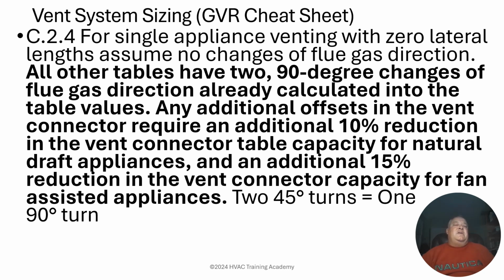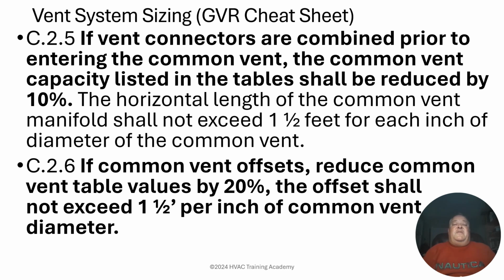Two 45s are going to be the same as one 90-degree turn. I'll show you again coming up when we get into the examples. If the vent connectors are combined prior to entering the common vent, capacity must be reduced by 10%. If the common vent offsets, we're going to reduce the common vent table values by 20%. The offset shall not exceed 1.5 feet per inch of common vent diameter.